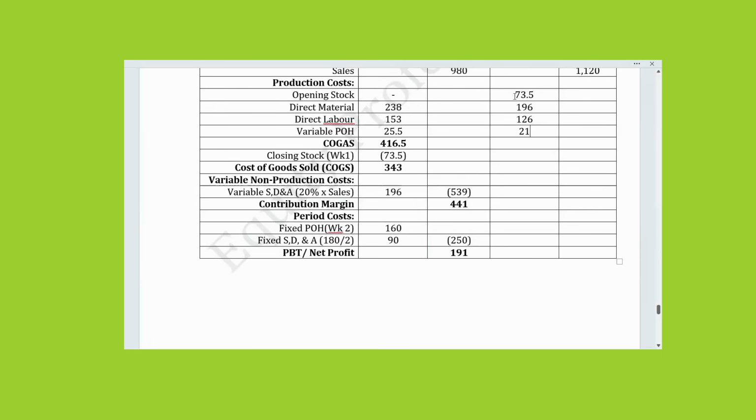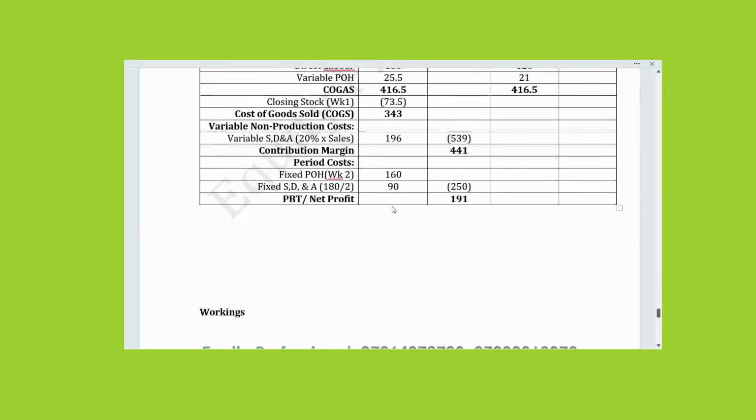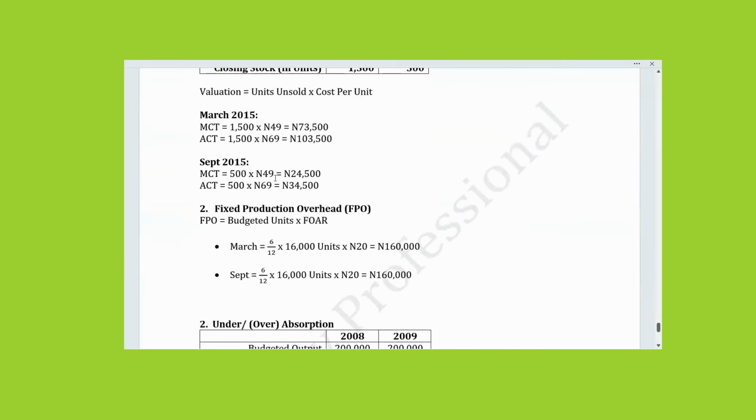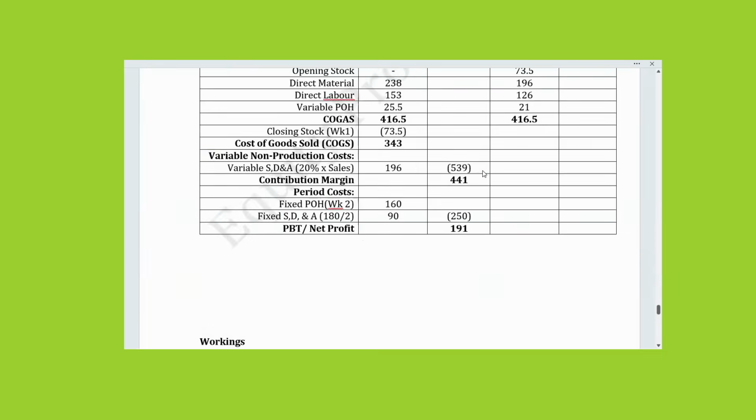21,000. So add it up. 73.5 plus 196 plus 126 plus 21. What do you get? 416.5. Yeah. So we have calculated closing stock already for March and for September. All right, September. So September is 24,500, 24.5.